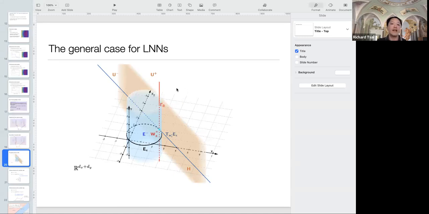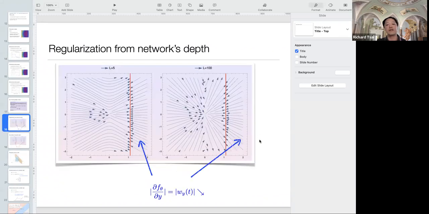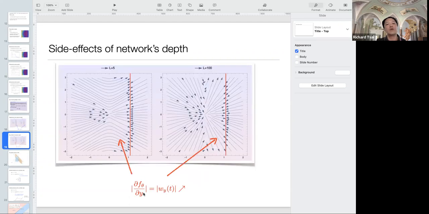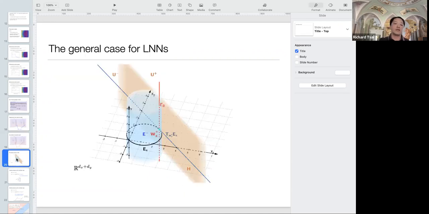What we can prove is that if you initialize in U plus, this half of the space, and the trajectory doesn't cross this cylinder, then you have the right regularization effect as depicted over here. If it crosses this cylinder, we cannot say too much. However, if you initialize within this cylinder, then we can prove for sure that you will have this side effect, in the sense that the magnitude of this weight WY will grow as time increases when you perform gradient descent.